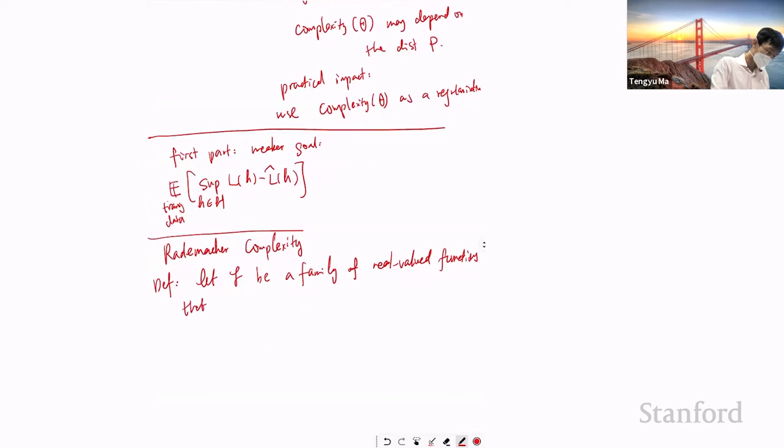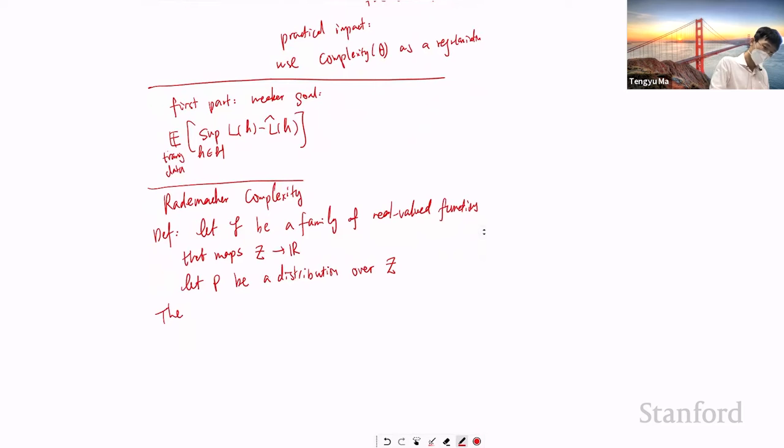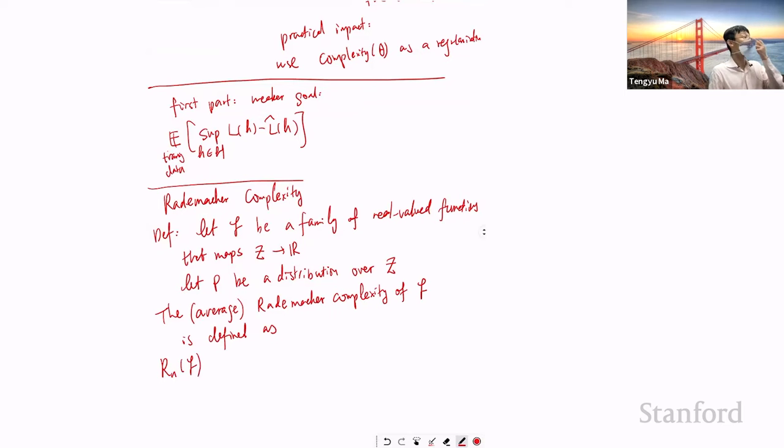So let's say this family of functions maps some input space, let's call it Z, to the real numbers. And let P be a distribution over this input space Z. Then the average Rademacher complexity of F, often you don't necessarily have to specify that it's average, but technically it is, is defined as the following. This is R_n(F), where n indicates how many training examples you have. R_n(F) is defined to be: you first draw some examples, you can think of these as training examples, IID from the distribution P.